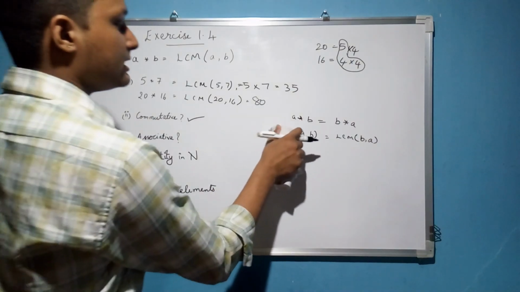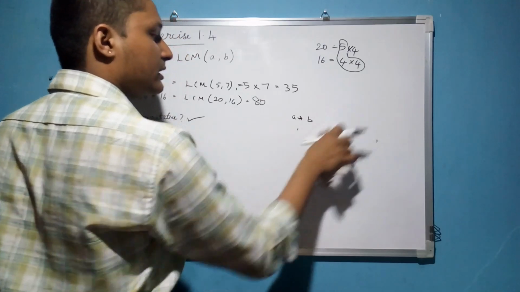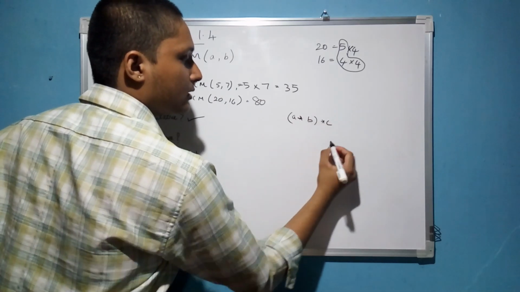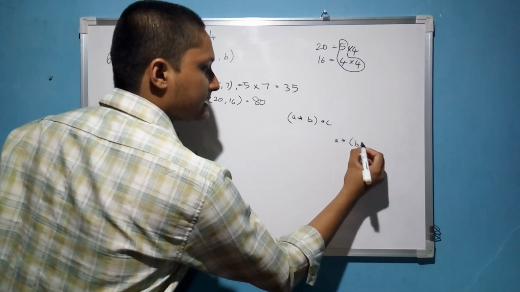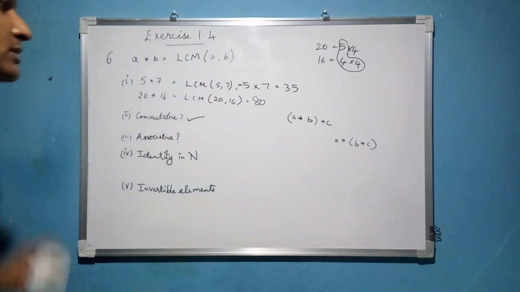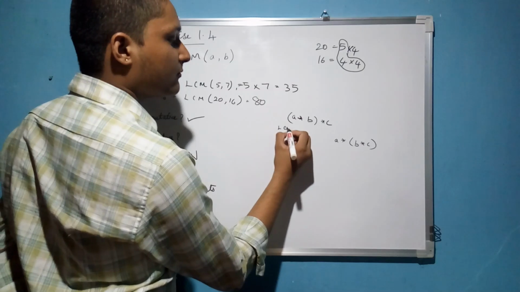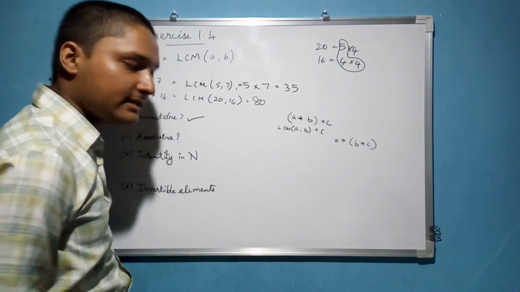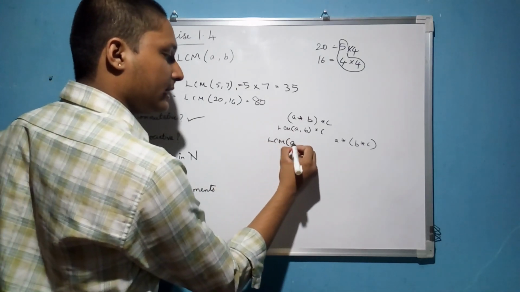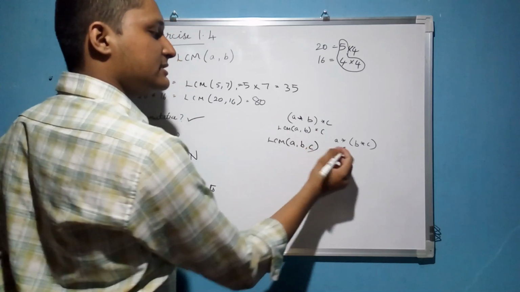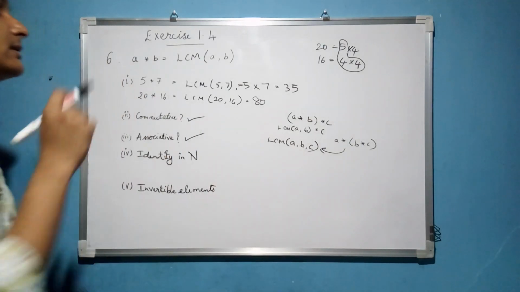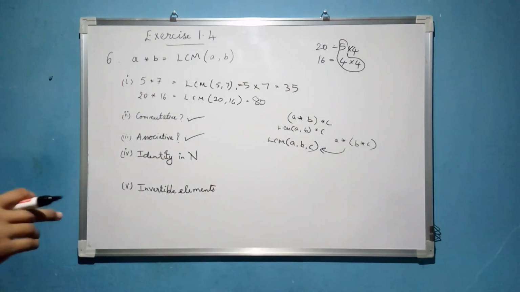Associative. For being associative, what is the condition? A star B star C should be equal to A star B star C, with the brackets grouped differently. So now when you apply, you get LCM of A and B star C. Then again, when you apply this, you get the LCM of A, B, C. Similarly, you'll get for the right hand side also. From that you can infer that the given operation, that is the lowest common multiple operation, is associative in nature.